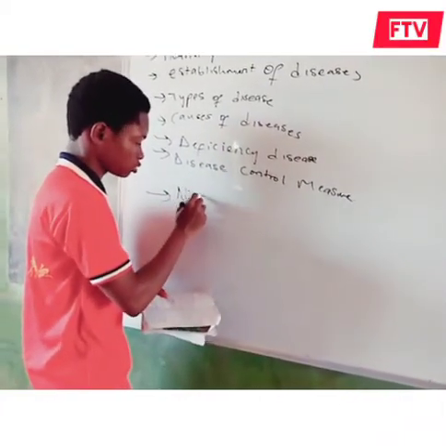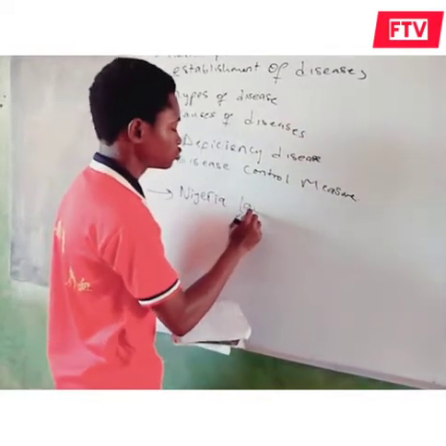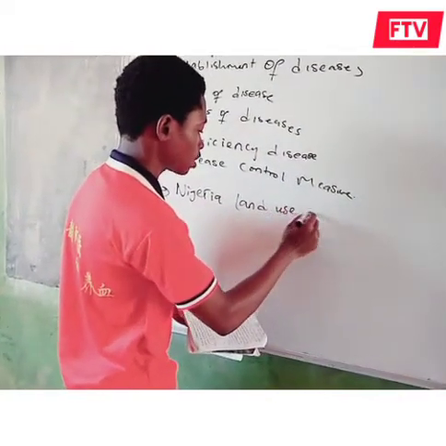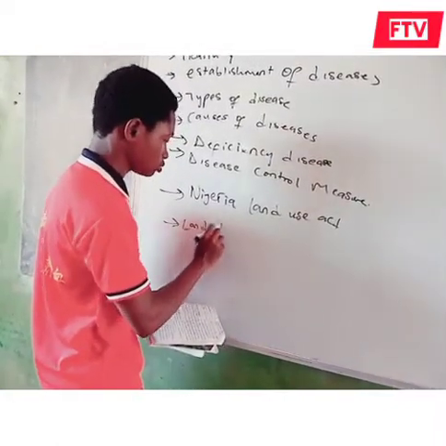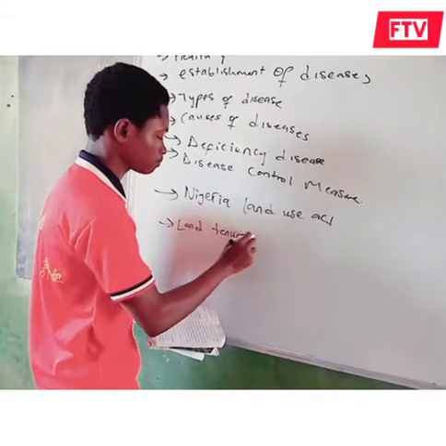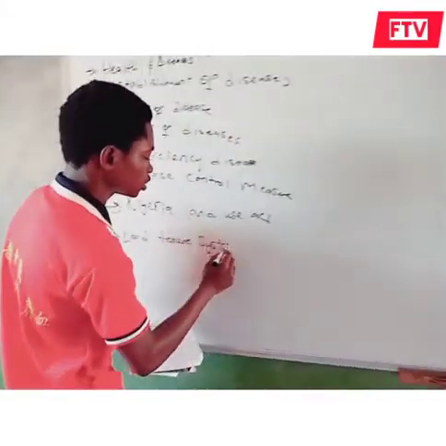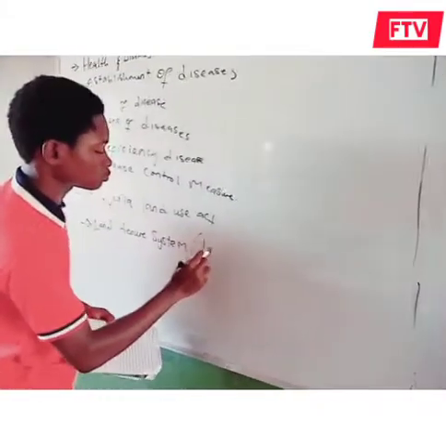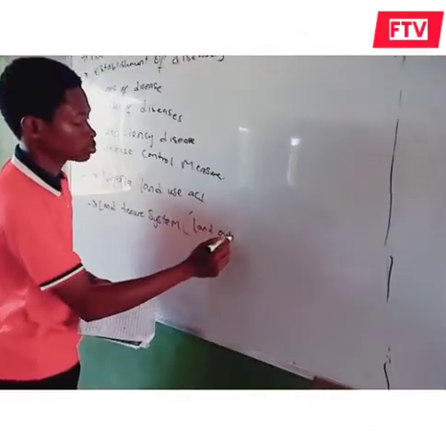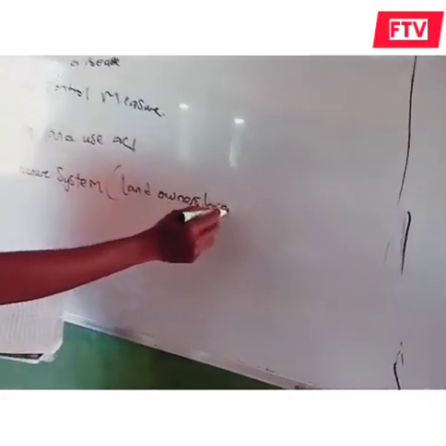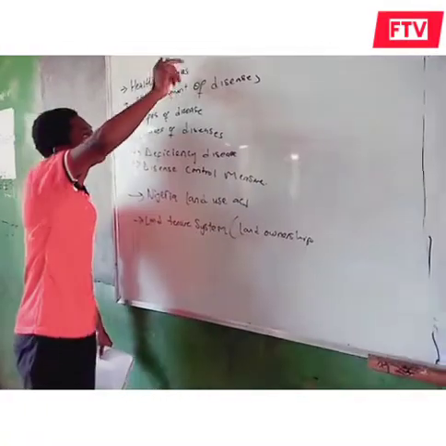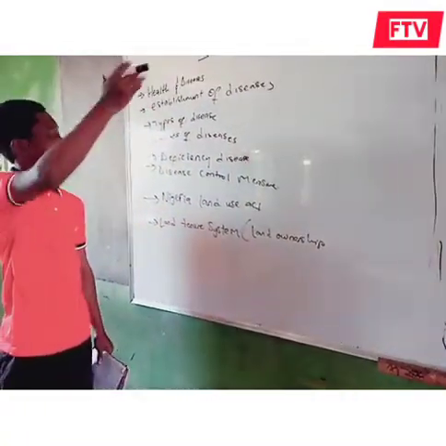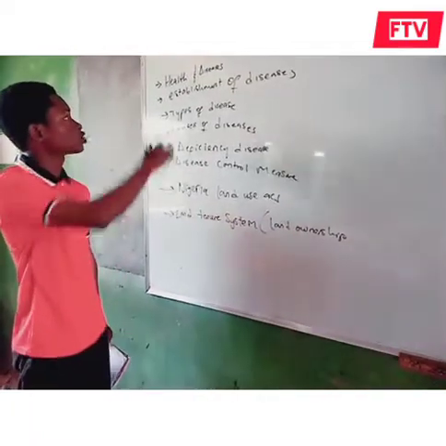Nigerian Land Use Act, and then land tenure system, as in land ownership. Now we start from the first one. So I think at the end of this, we'll be able to know all these health and diseases and these ones that are here. Now we'll start from the first one, health and diseases.